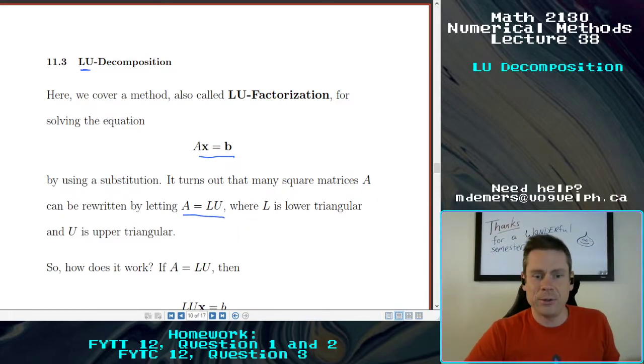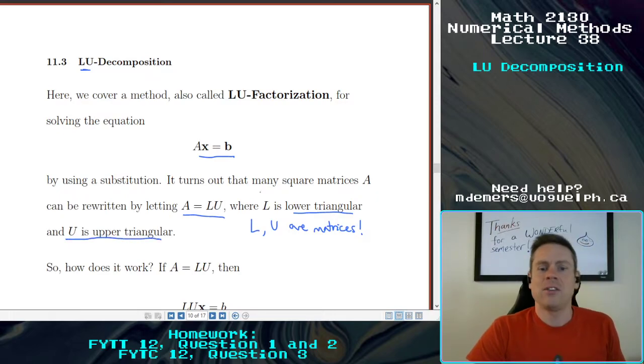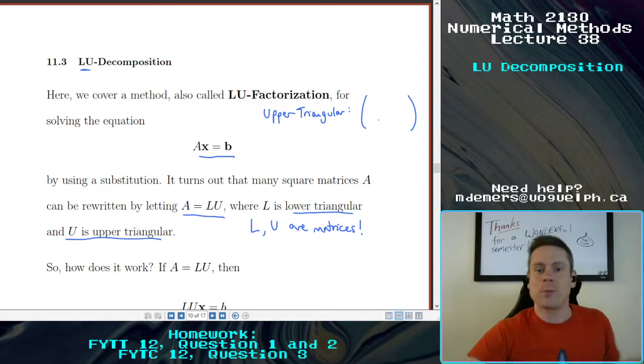What are L and U? L is a matrix, and so is U, where L is lower triangular and U is upper triangular. So what does that mean? Upper triangular, well, we talked about that a little bit last time, right? It's when you have a matrix and the only non-zero entries are on the diagonal and to the right.